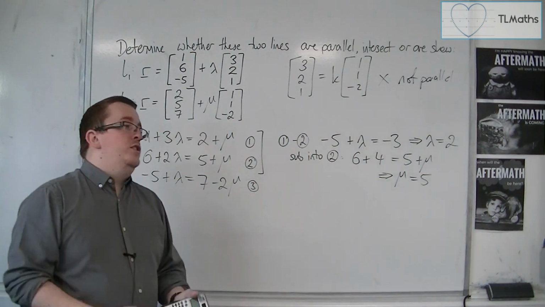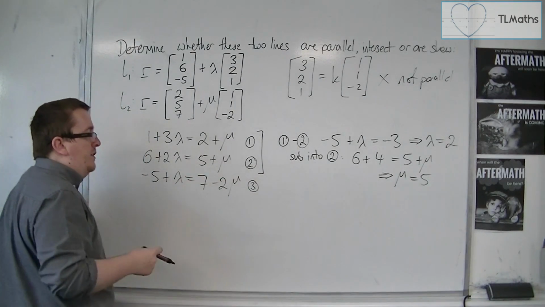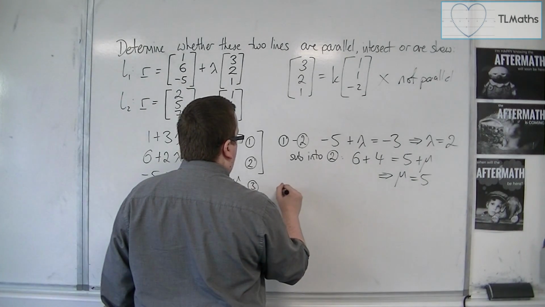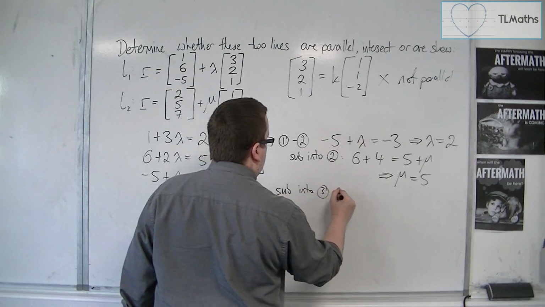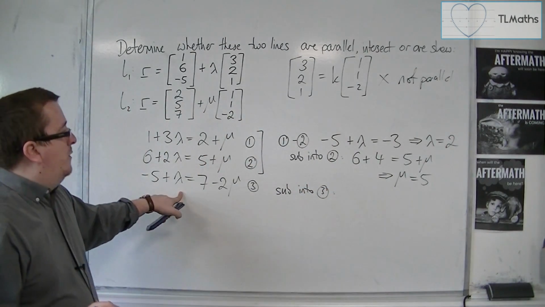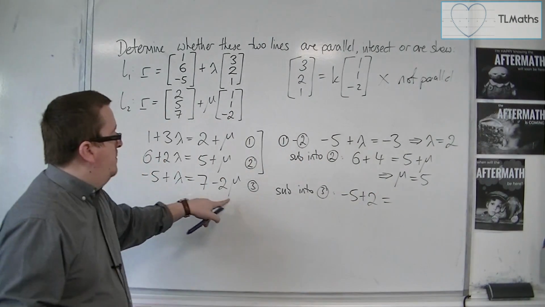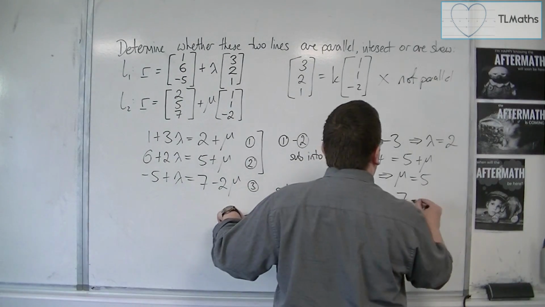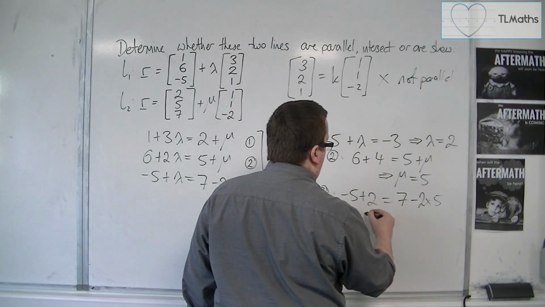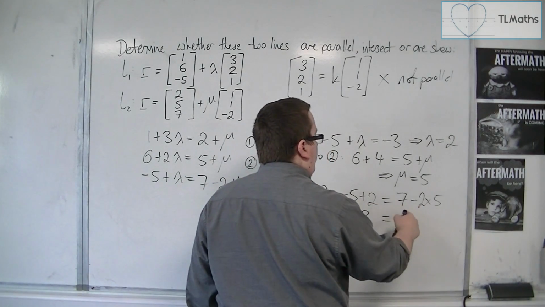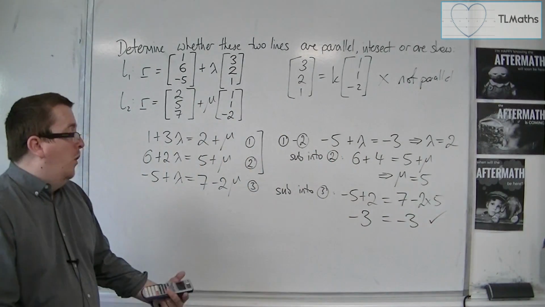Now once you've got your λ and μ, you can substitute them into the third and final equation. So sub into 3 now. We get -5 + λ, so -5 + 2, is equal to 7 - 2 lots of μ, so 7 take away 2 lots of 5. The left-hand side is -3. The right-hand side is 7 take away 10, which is also -3. And so the λ and μ work.